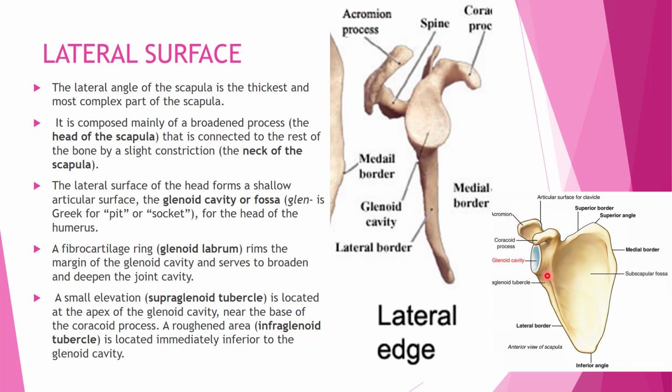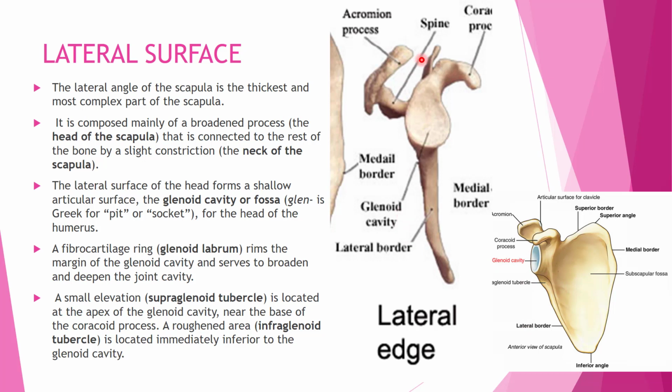A fibrocartilaginous rim which is called the glenoid labrum rims the margin of the glenoid cavity and it serves to broaden and deepen the joint cavity, so that the head of the humerus should not be displaced or dislocated.